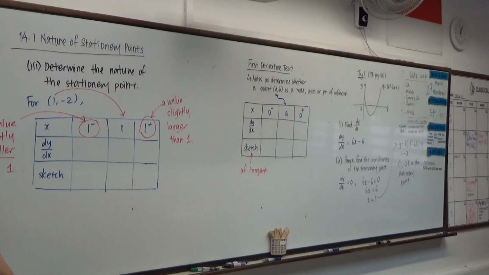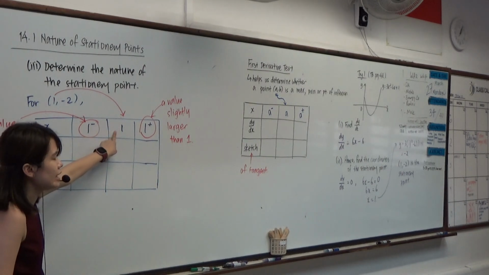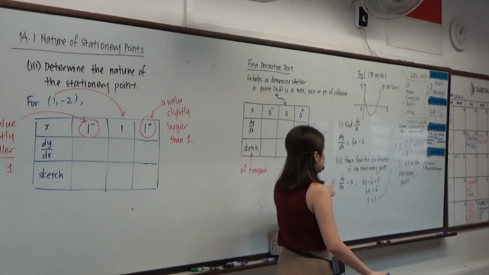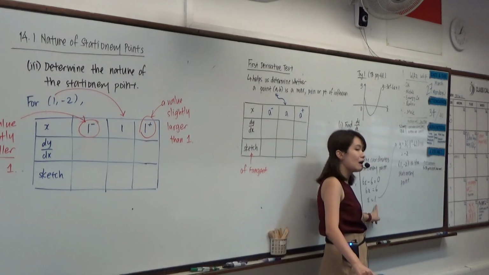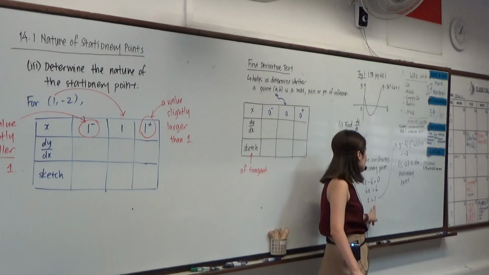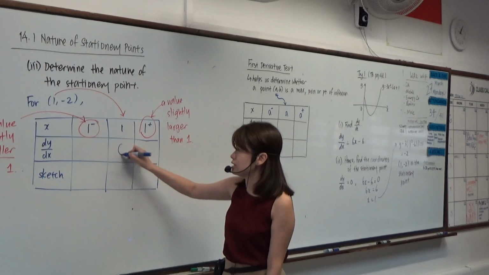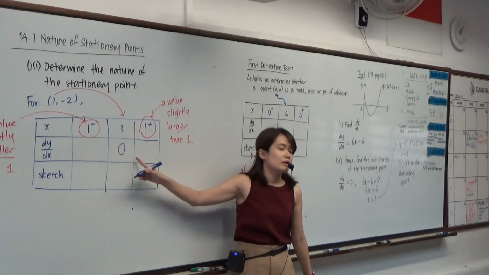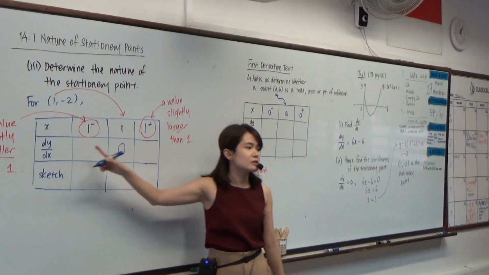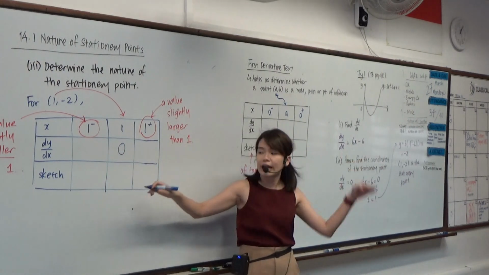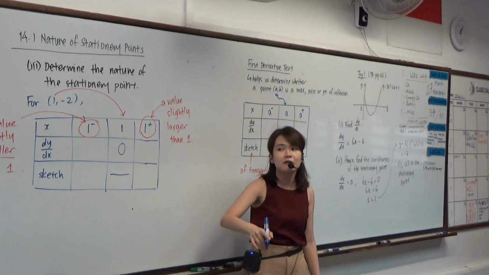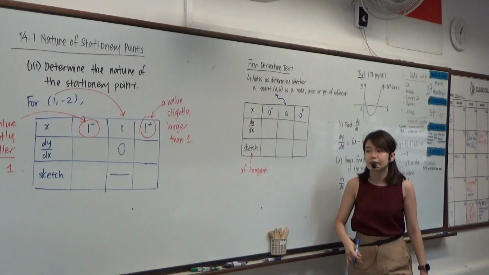Then we need to go and find out what is the dy over dx. For dy over dx, when x is equal to 1, I already know for certainty it must be 0, because that is how 1 came about, right? Because x is equal to 1 such that dy over dx equals 0, for great certainty we know this is going to be the case. And for the dy over dx to be 0, that means your gradient of the tangent must be a horizontal line, therefore the sketch must be a horizontal line.